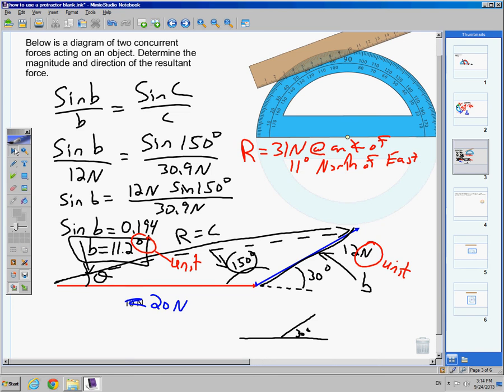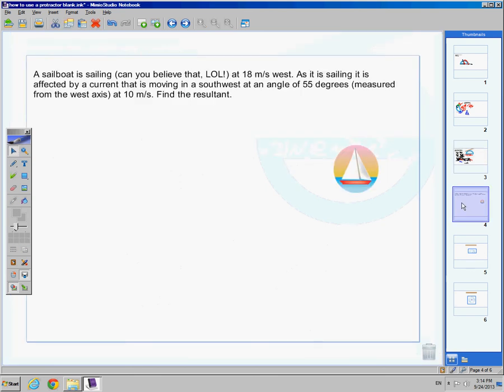All right. Let's check out the last question here. I wrote here, a sailboat is sailing, can you believe that? LOL. At 18 meters per second west. As it is sailing, it is affected by a current that is moving in a southwest at an angle of 55 degrees measured from the axis at 10 meters per second. Find the resultant.